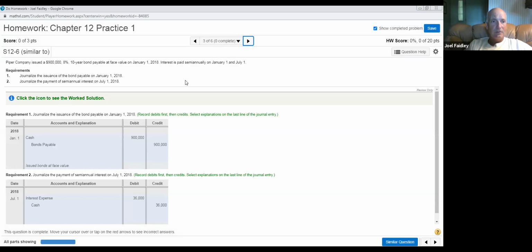So the next one here, $900,000, 8% 10-year bonds, meaning 8% of 900,000 is $72,000, right? Annually. Interest rates are always stated annually, but this is semi-annual, so you divide that 72,000 by 2, right? So it's going to be $36,000 interest expense coming out of cash.